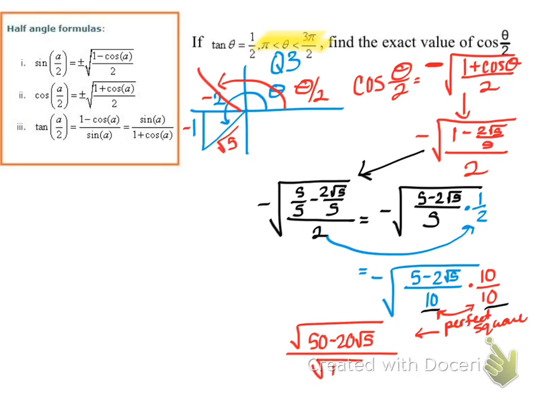On the top, I distribute the 10. I get 50 minus 20 square roots of 5. And on the bottom, I get the square root of 100, but the square root of 100 is just 10. So there's your solution. Oops, don't forget, we need the negative. So the solution is negative square root of 50 minus 20 square roots of 5 all over 10. So that's a proper answer. That's exact for the cosine of theta over 2.